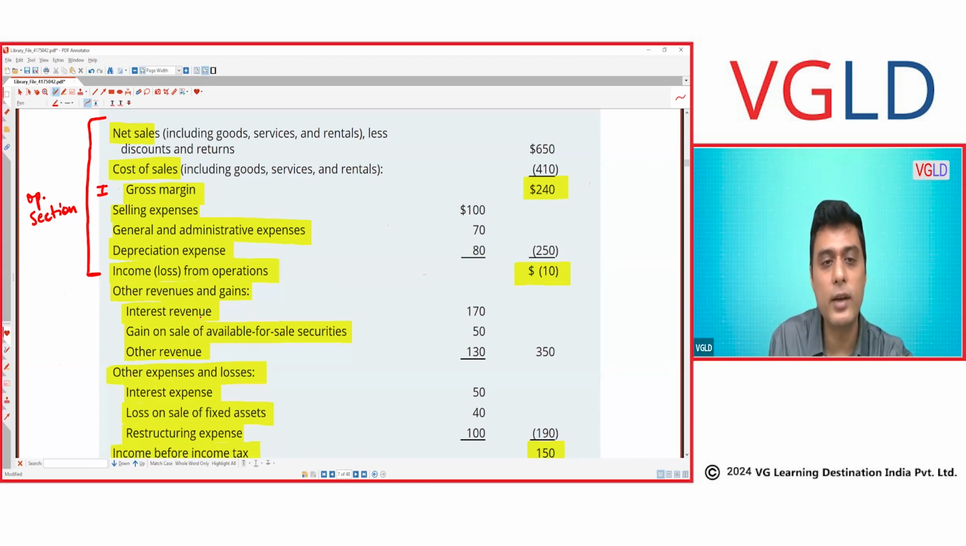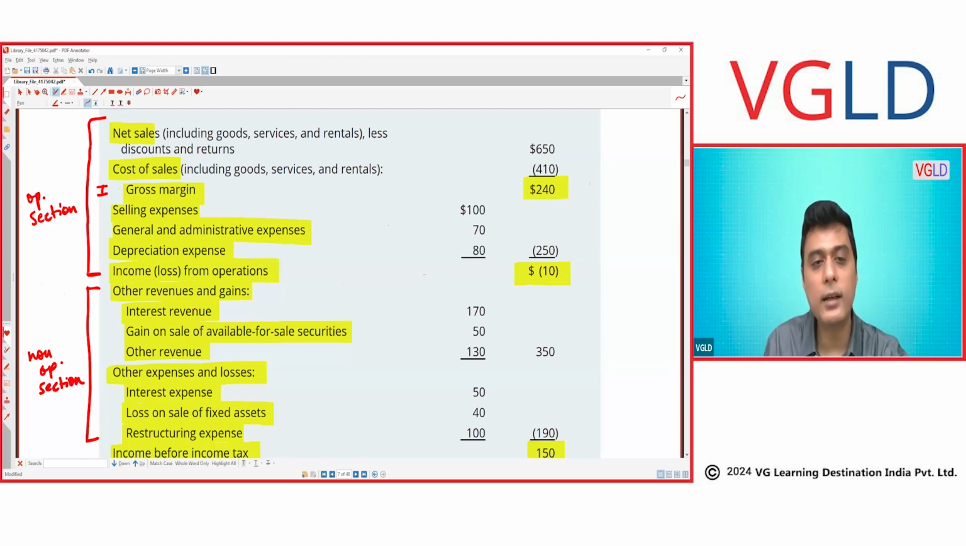Here, interest revenue and interest expense are non-operating. Other revenues and gains are non-operating revenues and gains. This is the non-operating section of your income statement. That means these are things that are not your core business. Earning interest is not your core business. You had some excess funds, you invested them somewhere, and you got interest on that.